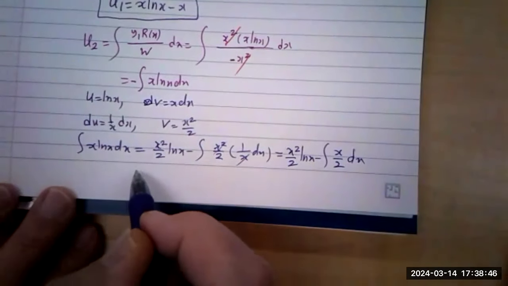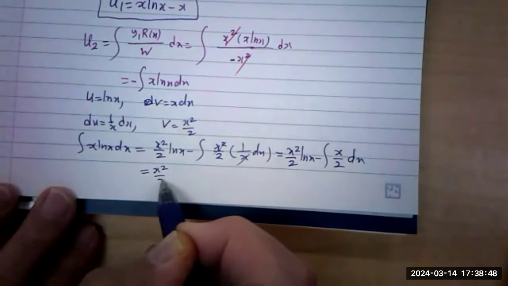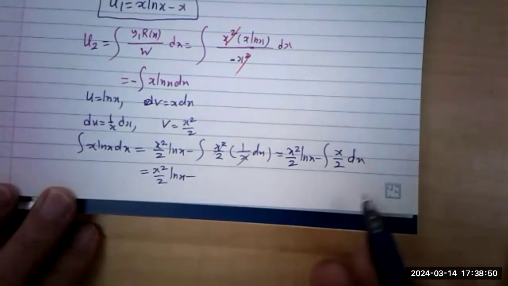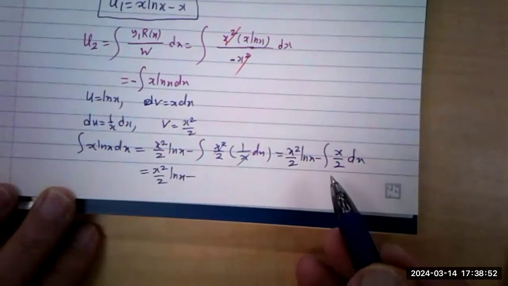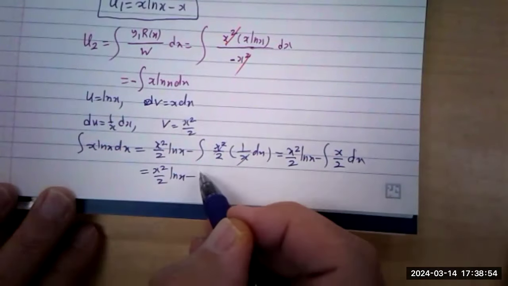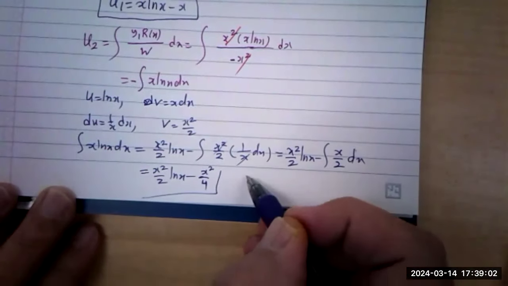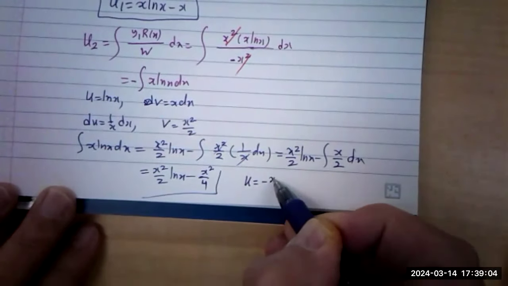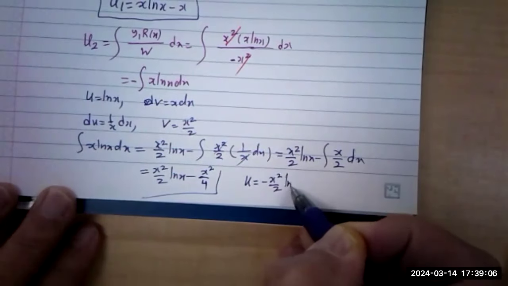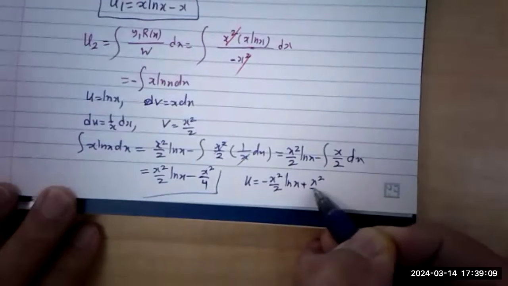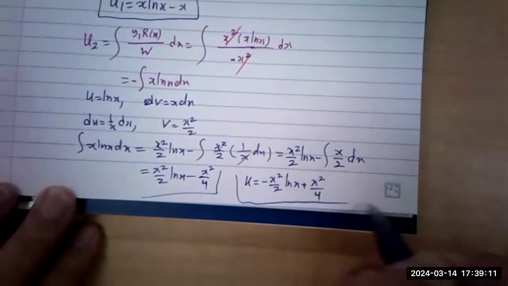You get x squared over 2 ln x minus the integral of x over 2 dx. The integral of x would be x squared over 2, and there is already a 1 over 2 here, so that gives x squared over 4. That would be your u2. There's a negative sign, of course, so u2 is negative x squared over 2 ln x plus x squared over 4.